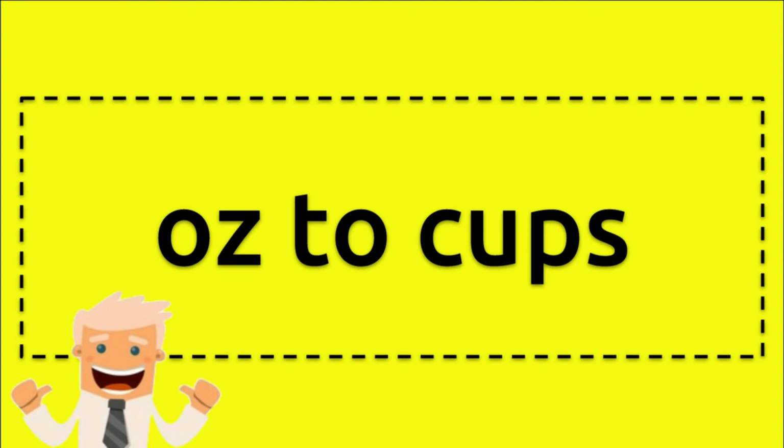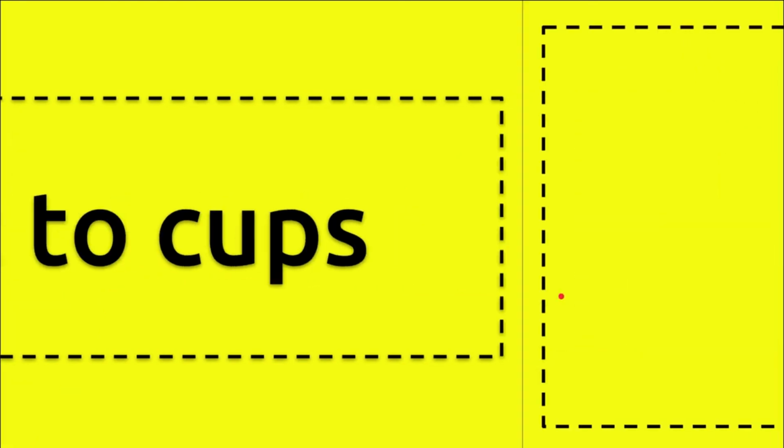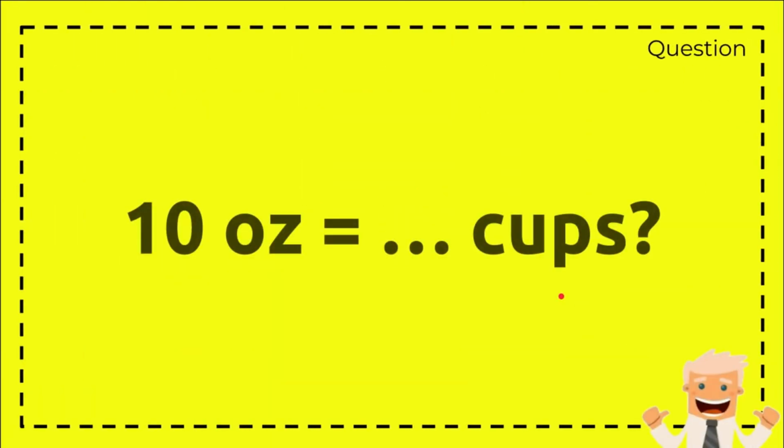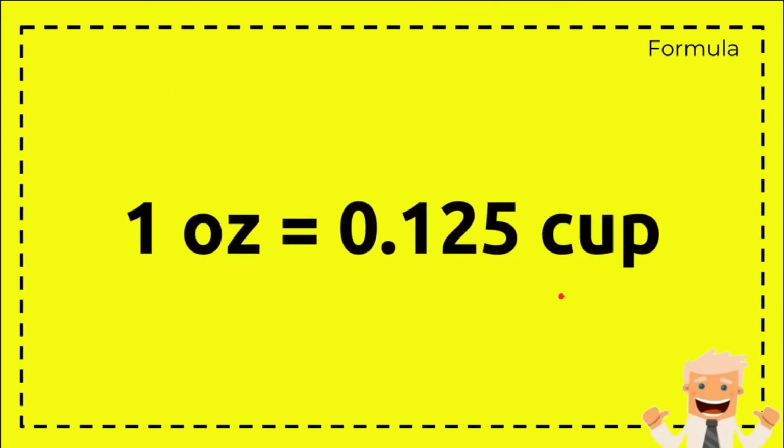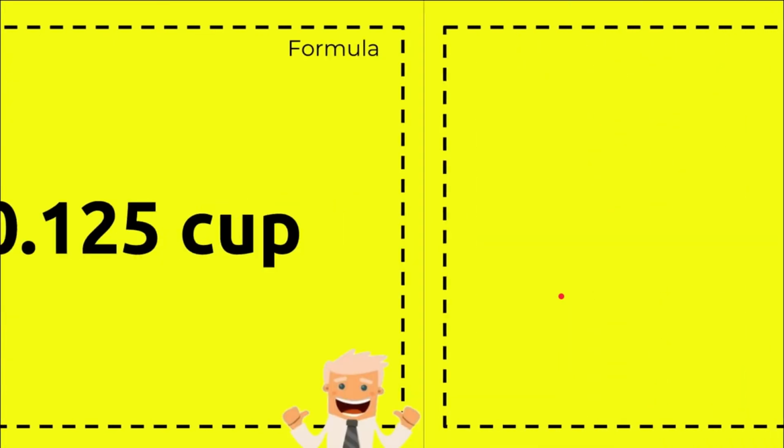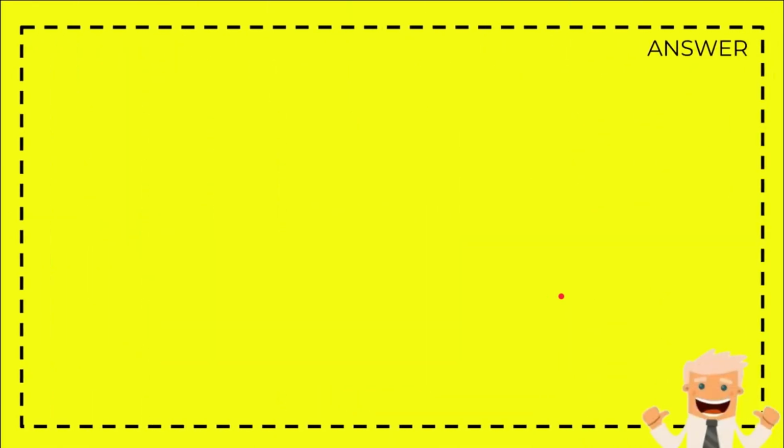Today I'm going to show you how to convert ounce to cup. Alright, so let's start with the question. 10 ounce equals how many cups? Alright, so before we answer the question, you need to know the formula. 1 ounce equals 0.125 cup. Alright, so this is the answer.